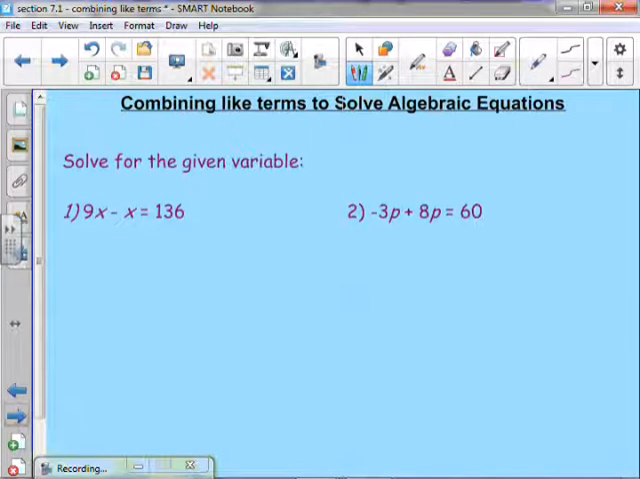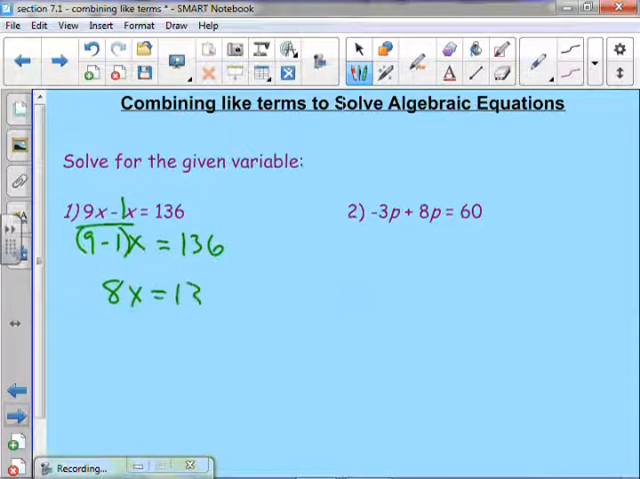Okay? So the first thing I'm going to do, I'm going to say, hey, 9x minus x, those are like terms, and I know that this is a 1 right here. So I have 9 minus 1 x's, and that's going to equal 136. Well, 9 minus 1 is just 8, so 8x equals 136. Now I have this 8 times x. How do I undo times 8? I will divide by 8 on both sides. I get 136 divided by 8. I just used a calculator because I don't know it off the top of my head. And that gives me 17. x equals 17.